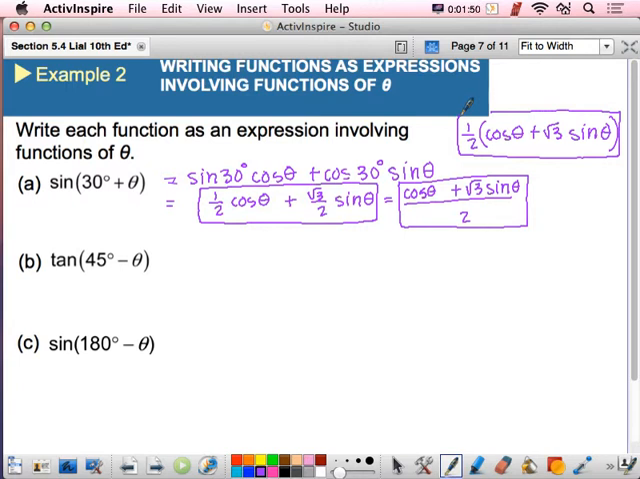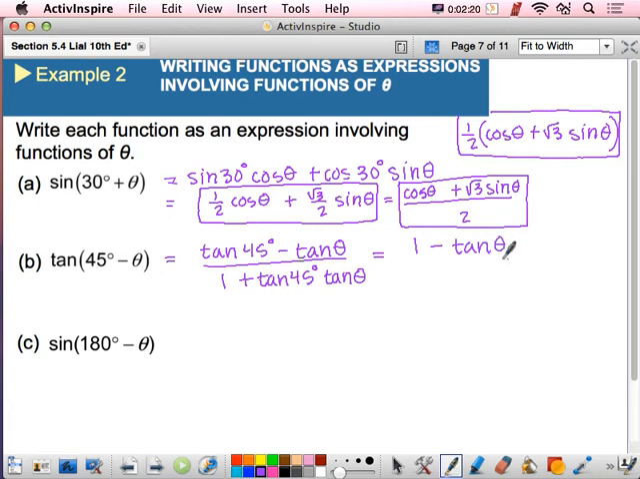Okay, now let's try to find the tangent of 45 degrees minus theta. Our expansion formula for that is tangent of a minus b equals tangent of a minus tangent of b all over 1 plus the tangent of a times the tangent of b. And if we substitute in, we know that the tangent of 45 degrees is 1. So we have 1 minus the tangent of theta for our numerator. And in our denominator, we have 1 plus 1 times the tangent of theta.